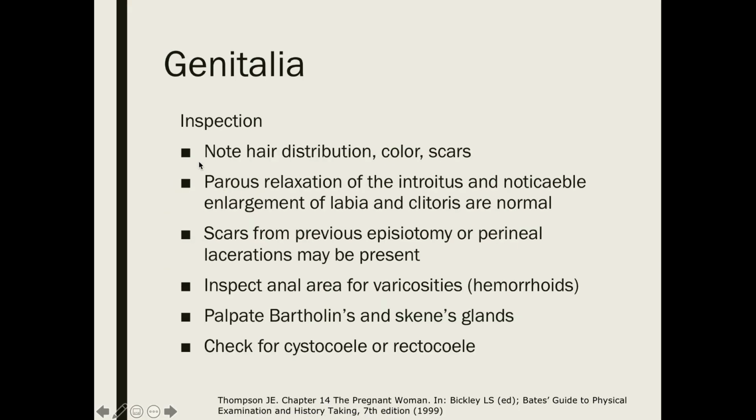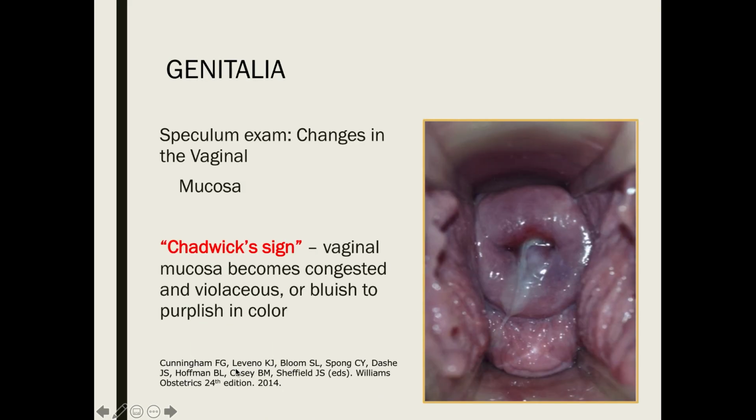For the genitalia, of course, you have to note the hair distribution, the color, or if there are any scars in the genitalia. Note the parous relaxation of the introitus and any noticeable enlargement of the labia and clitoris. Note scars from previous episiotomy or perineal lacerations. Inspect the anal area for varicosities or hemorrhoids. Palpate the Bartholin's and skin glands. And check for cystocele or rectocele.